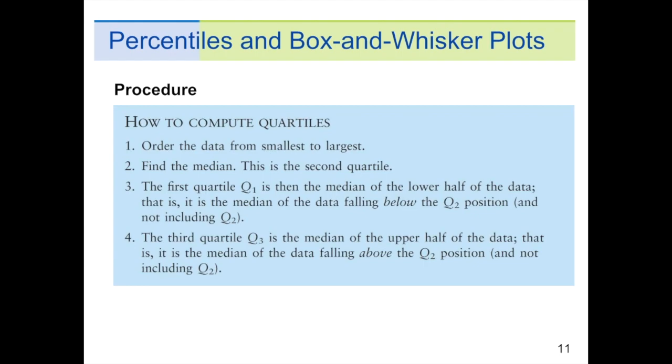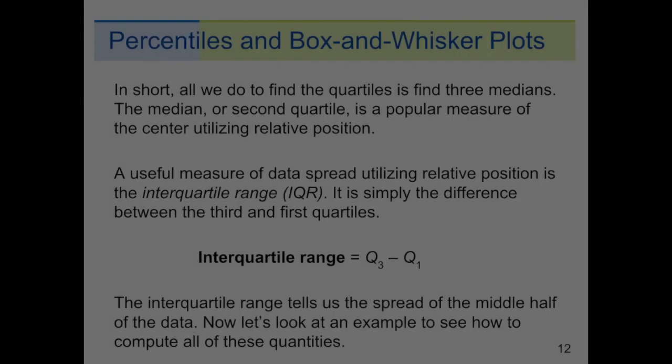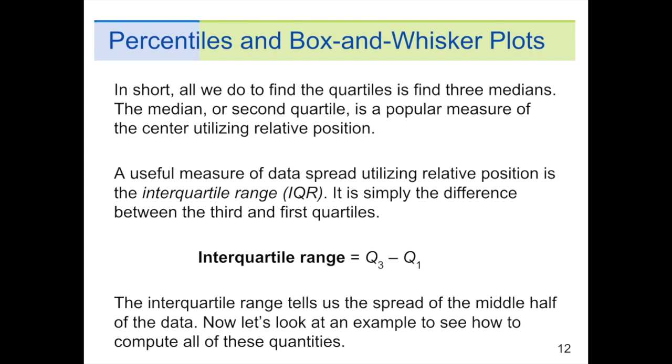The third quartile, Q3, is the median of the upper half of the data. That is, it is the median of the data falling above the Q2 position and not including Q2. In short, all we do to find the quartiles is find the three medians. The median, or second quartile, is a popular measure of the center utilizing relative position.